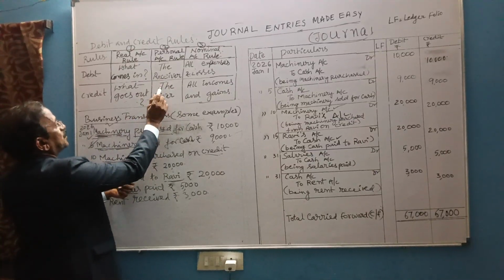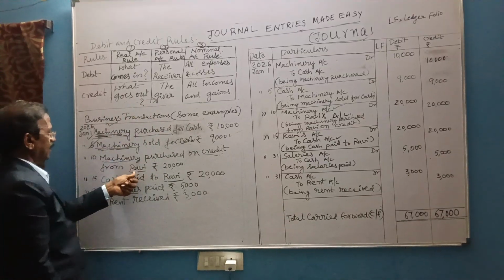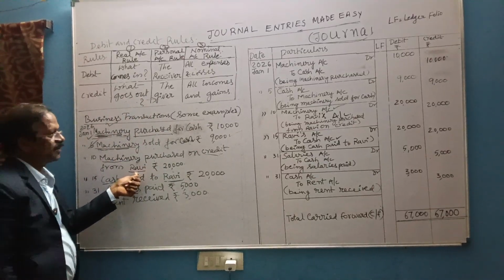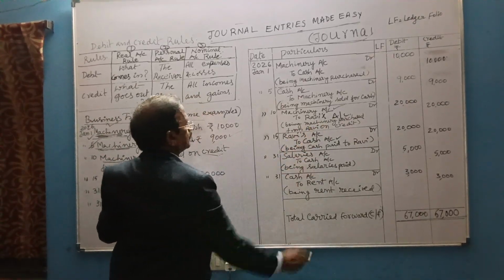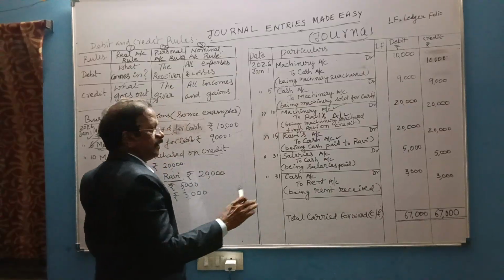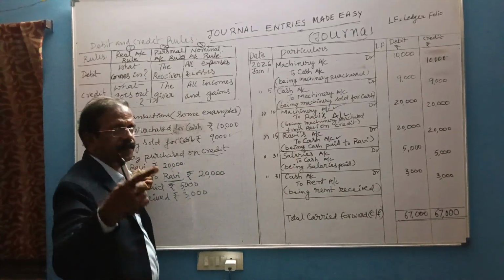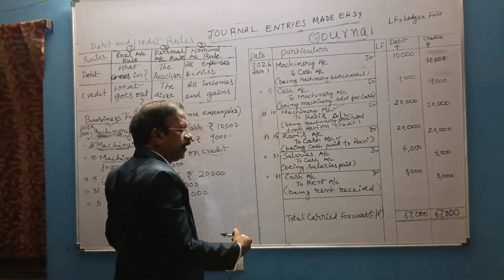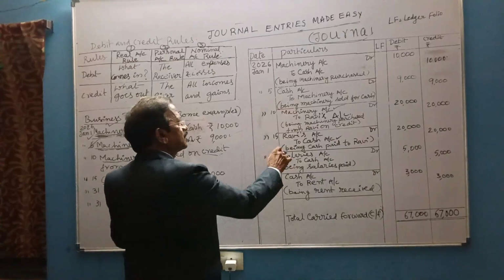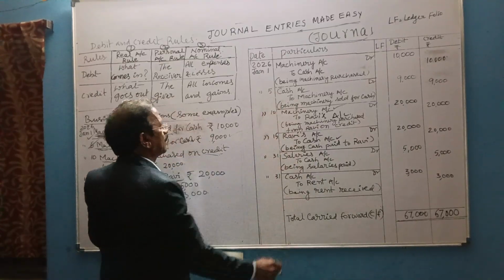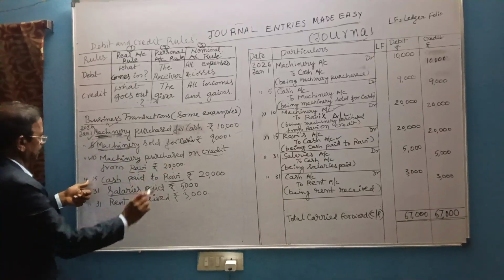So beside this, what is there? Giver. Who is the giver? Credit the giver. Ravi is the giver. That's why Ravi account is credited. Machinery coming, nothing going. Ravi is giving. I am repeating it. Machinery coming, nothing is going. Ravi is giving. That's why machinery account debit, Ravi account credit. This is also over. 20,000, 20,000.